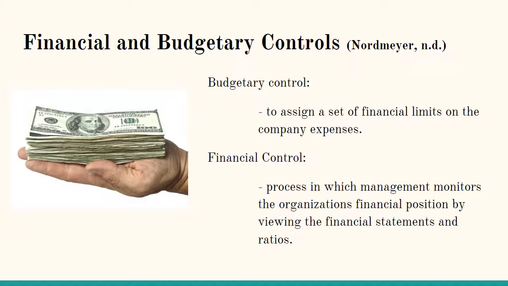But before we can explain how it does, what exactly do financial and budgetary controls mean? So when it comes to budgetary control, it really means that managers are there to assign a set of financial limits on the company's expenses. Financial control is basically the process in which management monitors the organization's financial position by viewing any financial statements and ratios in order to determine how the company is doing. And they do this on an ongoing basis. It never stops.